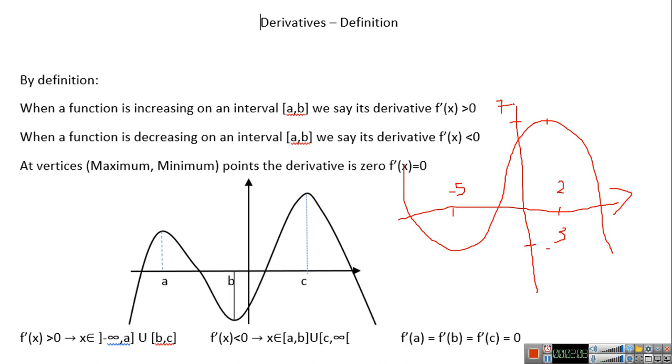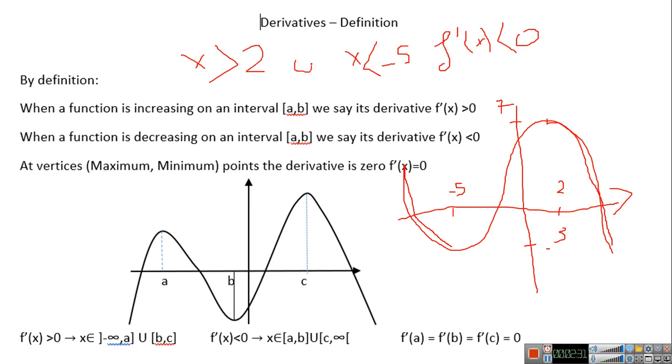So we say here, if x is less than -5, at any point here f prime of x is negative because it's going down. And if x is bigger than 2, it's also decreasing. So x bigger than 2 or x less than -5. If x is between -5 and 2, you can see that the curve is going up. So here we say that the derivative is positive.